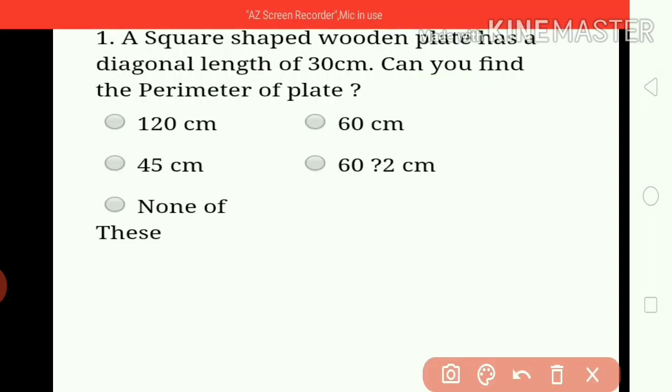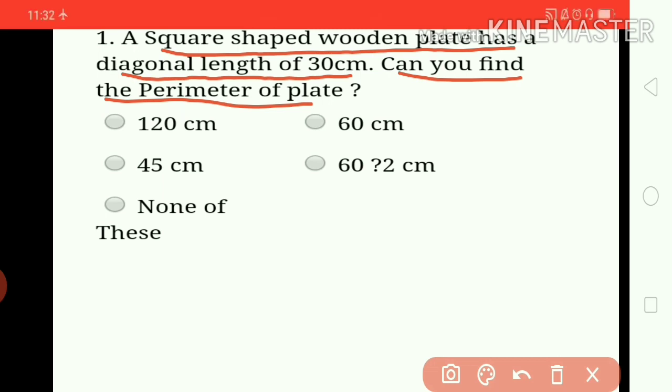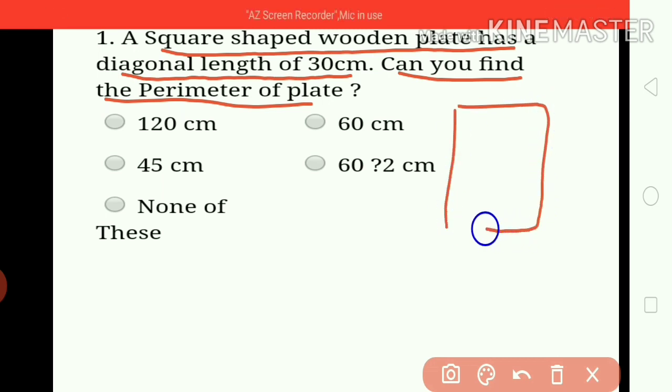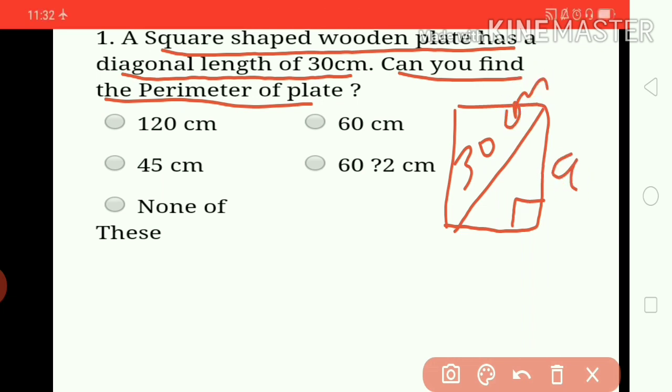First question. A square shaped wooden plate has a diagonal length of 30 centimeter. Can you find the perimeter of the plate? Okay, you know that when we have a square, all the sides are equal and all the angles are 90 degree. So the diagonal we have been given is 30 centimeter, right? So let us take the side a.